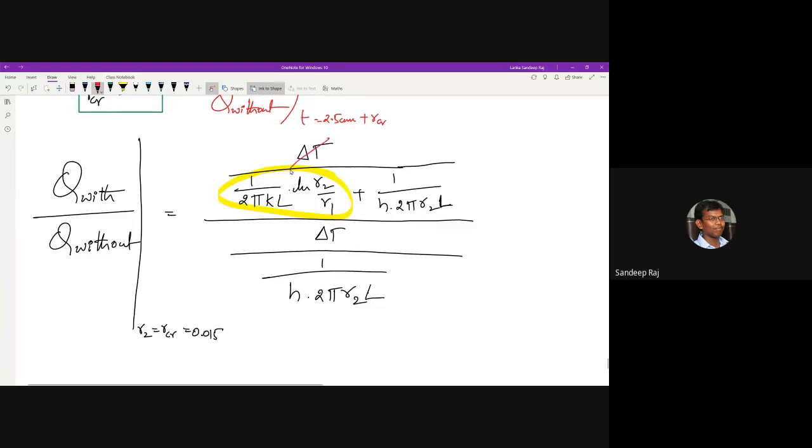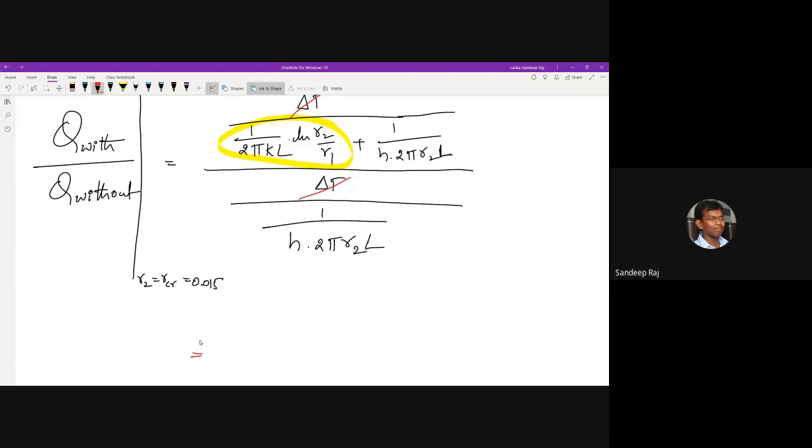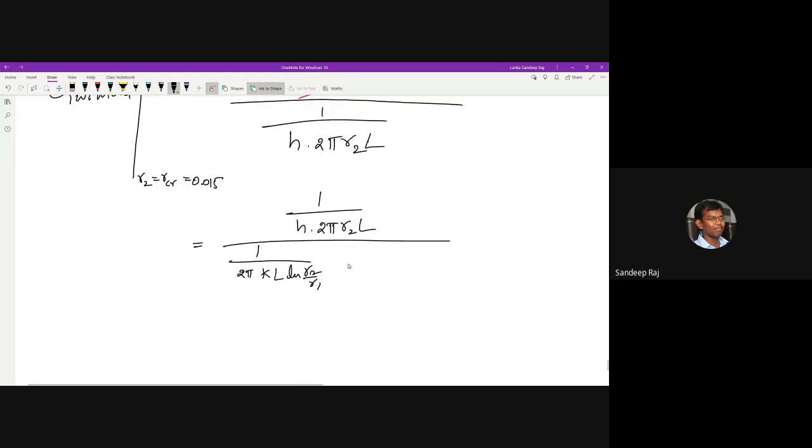The delta T you can cancel down. And if you write this equation, this will come into the numerator because it is 1 by h here. So I'm writing it as 1 by h into 2 pi R2 L, divided by 1 by 2 pi K L ln R2 by R1, plus 1 by h into 2 pi R2 into L. So this is the thing.